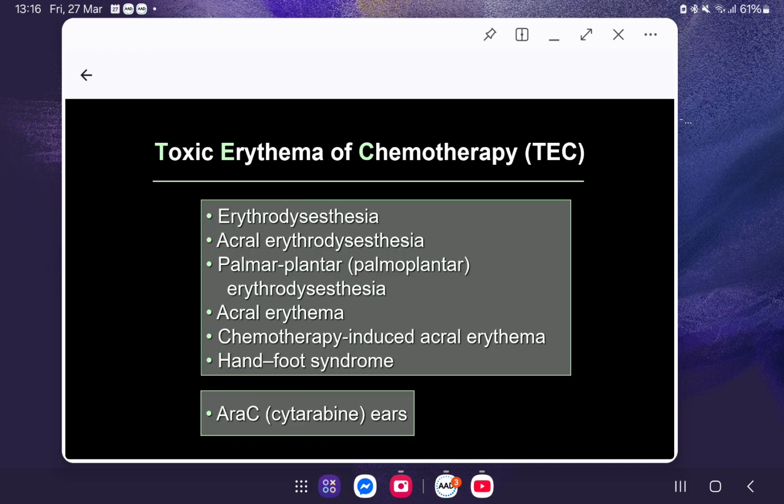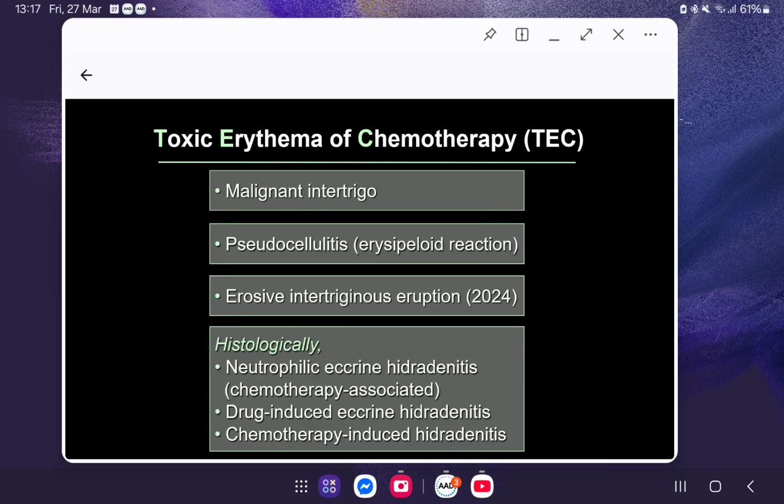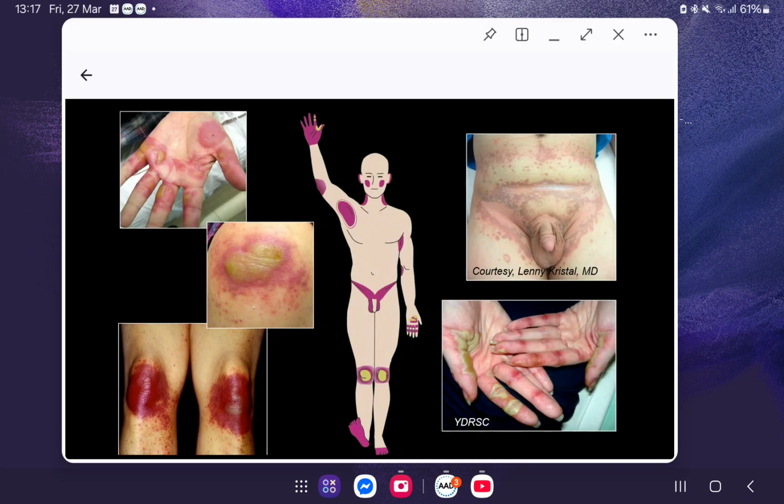The problem with TEC is it has too many names. Hand, foot, Ara-C ears, eccrine squamous syringeal metaplasia, which is a histologically correct term, but one that you would never use with a hematologist or oncologist, okay? It does not allow communication. But I hate the one at the bottom, not hate it, I strongly dislike it, because you can imagine typing that into Epic, okay. In addition, you have crossover with the eccrine hidradenitis, originally called neutrophilic, but if you're neutropenic, you may not have neutrophils.